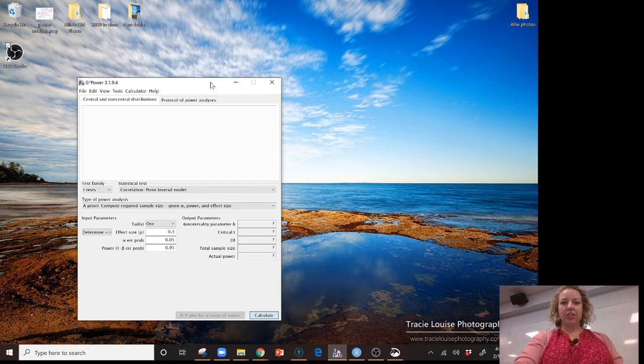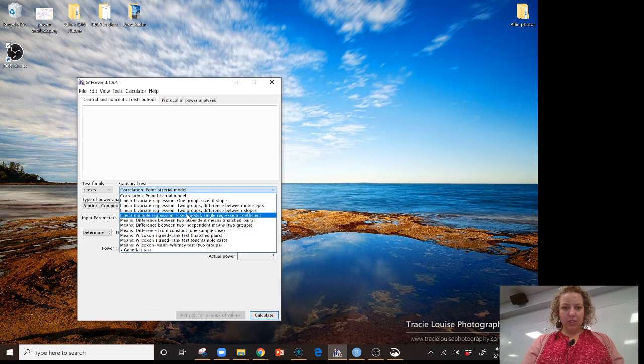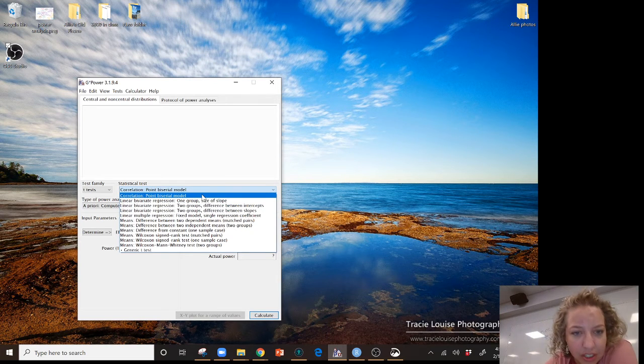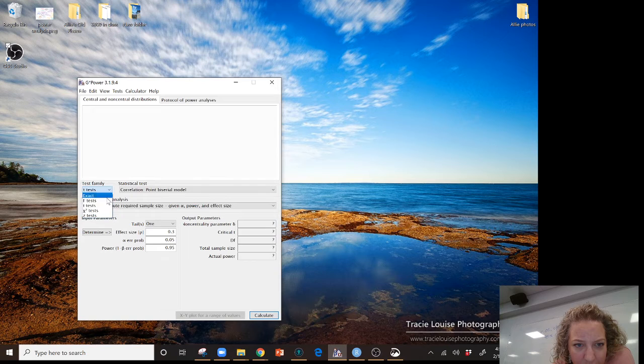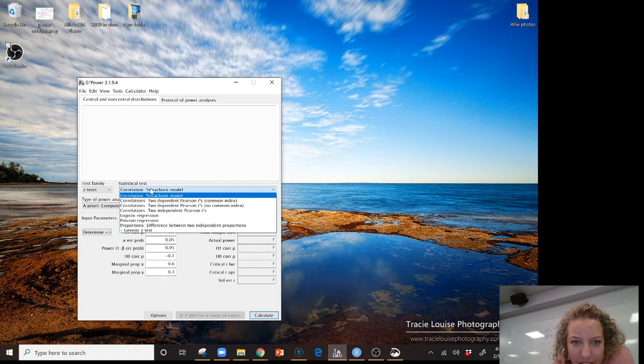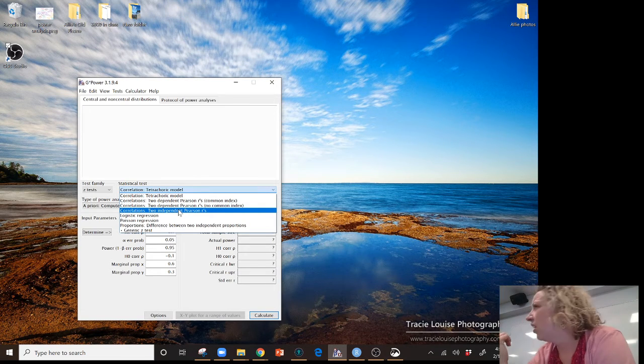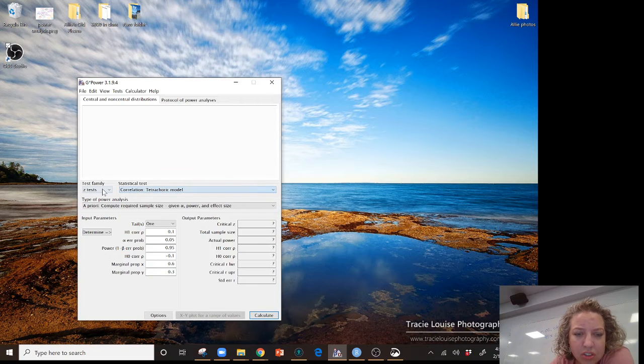Now, when you go to correlation, there's different, it says point biserial correlation. There. It's under here as a z-test. We're going to choose correlation between two independent, no, not between two. Tetrachoric, let's do that first one. Let's do the t. Let's do the point biserial model.